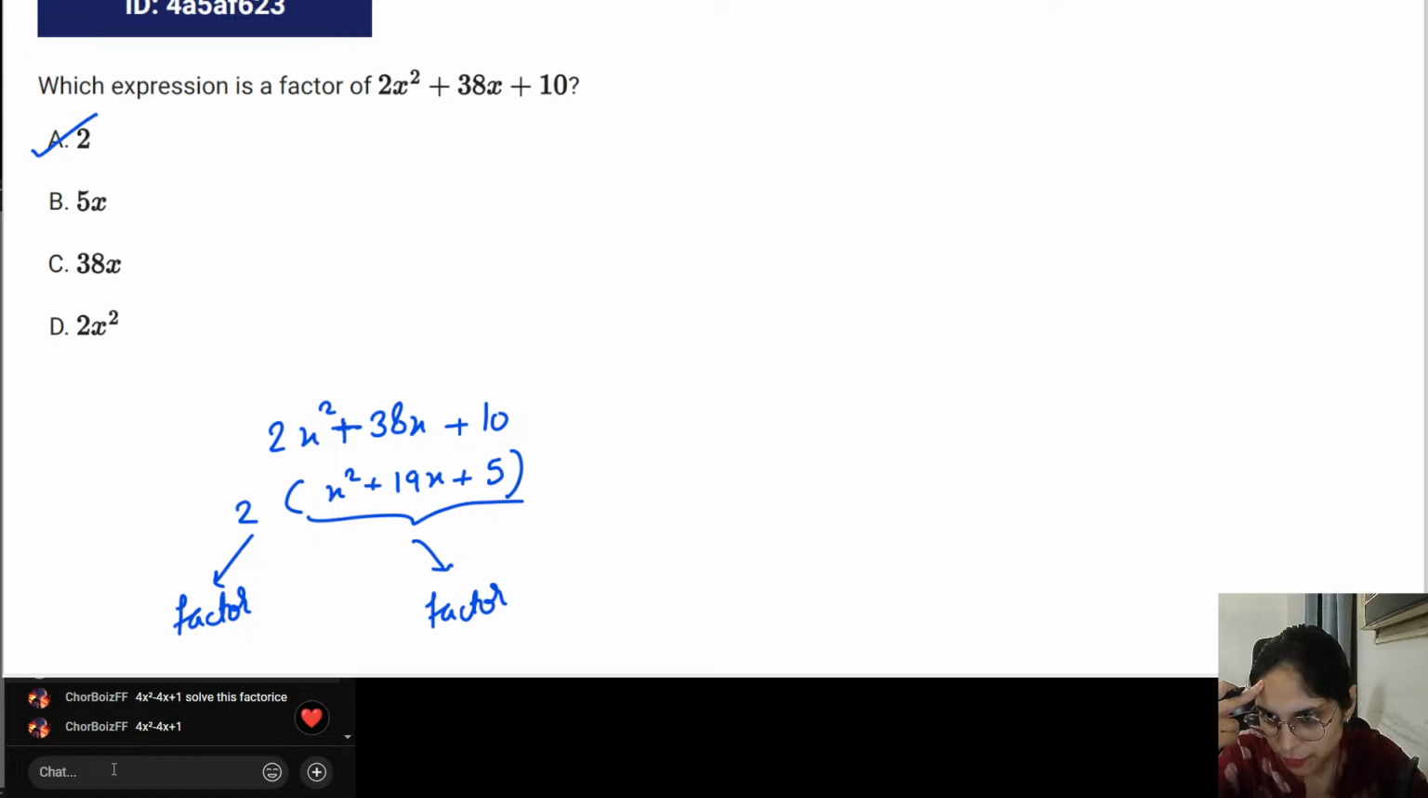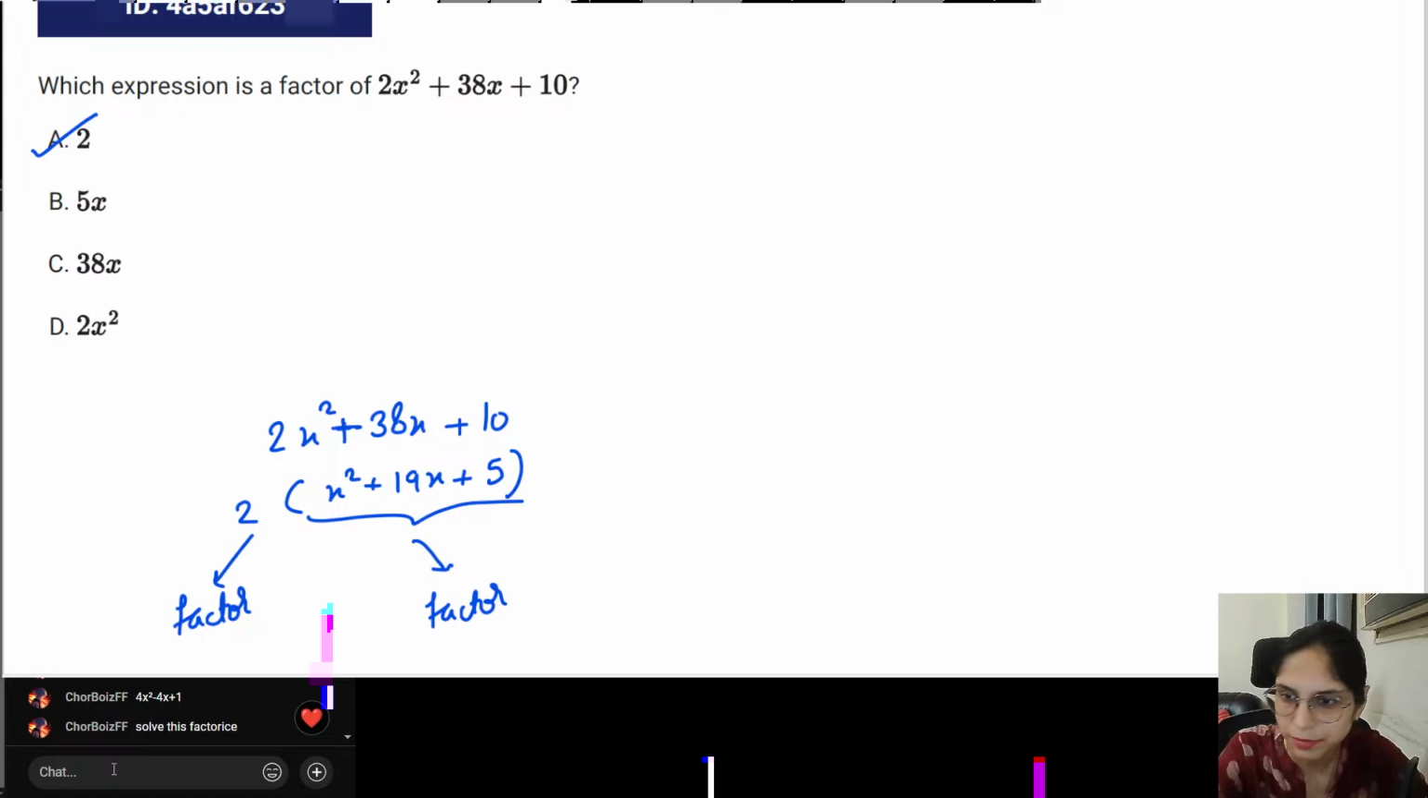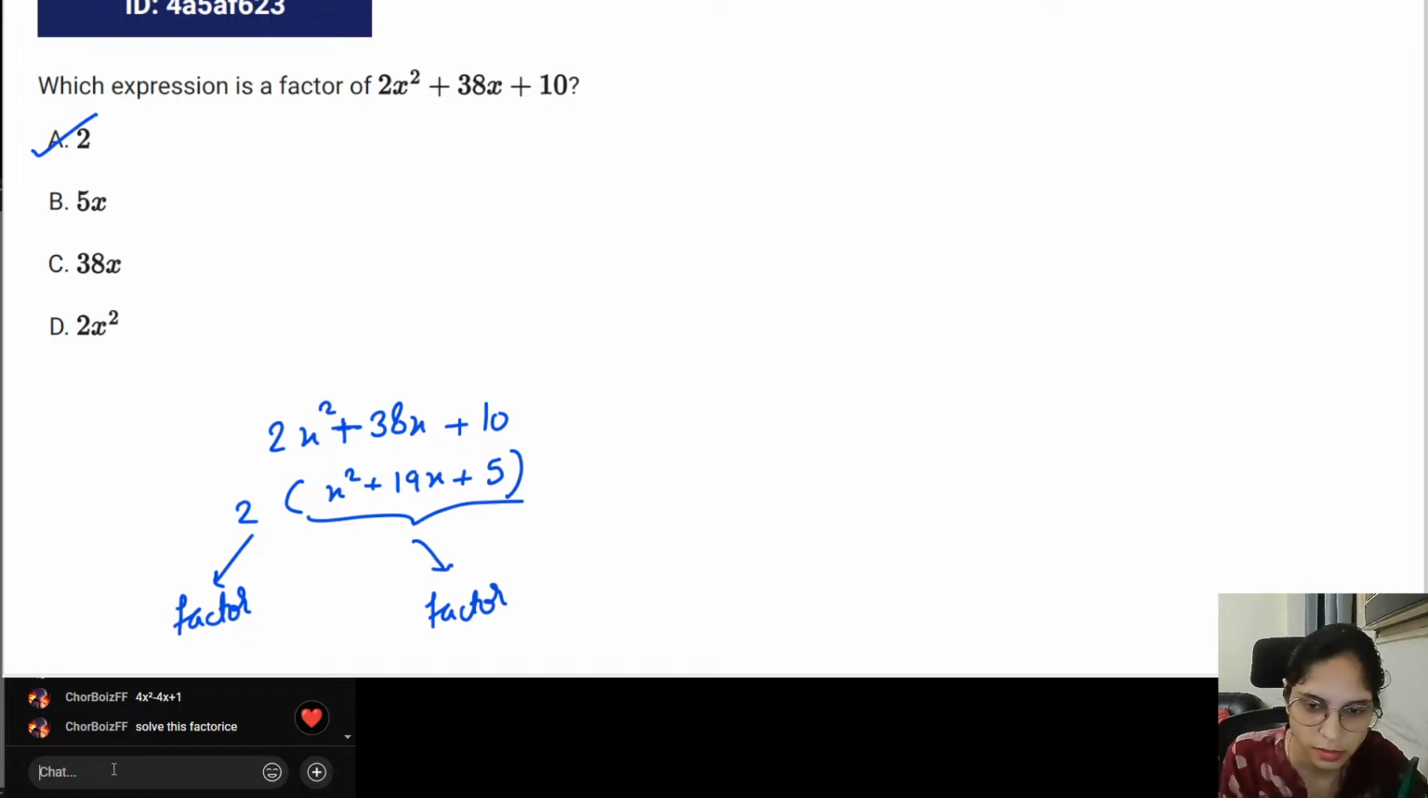4x squared minus 4x plus 1. Okay. This is 2x minus 1 whole squared. Yeah, this is 2x minus 1 whole squared. Oh, you want me to solve? Okay. So let me get this kind of question, and then I will solve. I'll show you the solution.